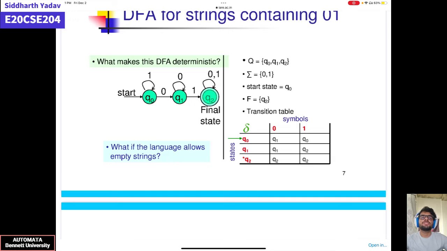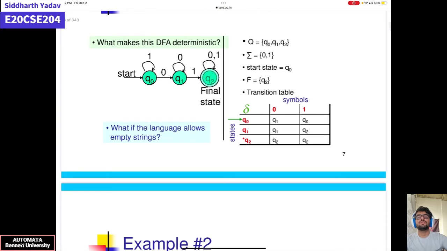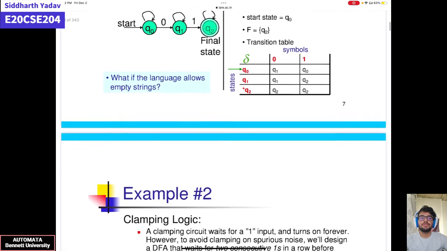This is the pattern. Start Q naught, 1 is 1. Then 0. Then push 0 1. Then final state Q2, 0 comma 1. What is the language? It allows the empty string. Q: Q naught, Q1, Q2; sigma; start state equal Q naught; F equal Q2; transition table.